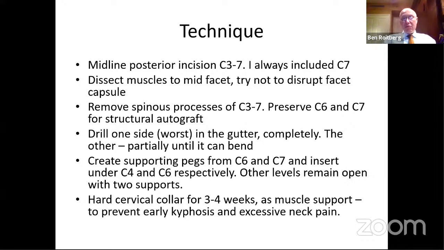Then we create supporting pegs from C6 and C7 and insert them under C4 and C6 respectively. Other levels remain open with the 2 supports. That's an important point. You don't need to put it under every level, as long as there is ligamentum flavum and other tissues between the remaining lamina.